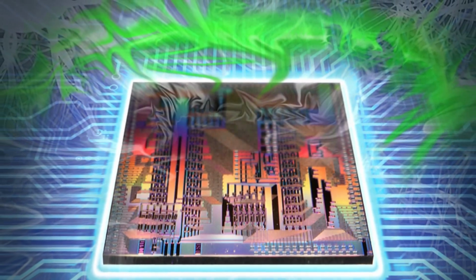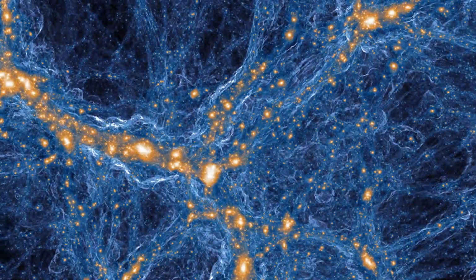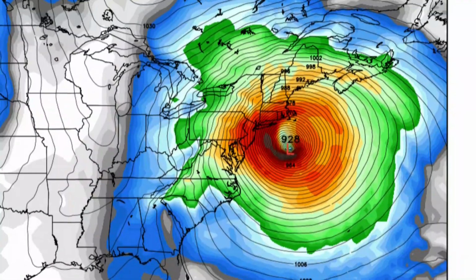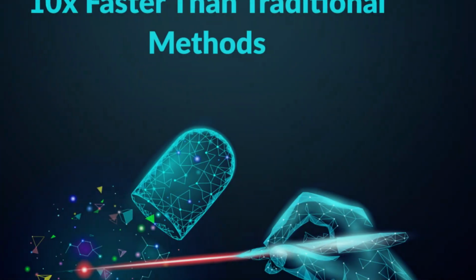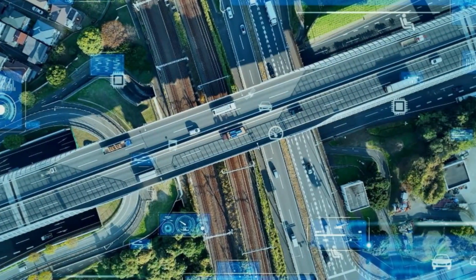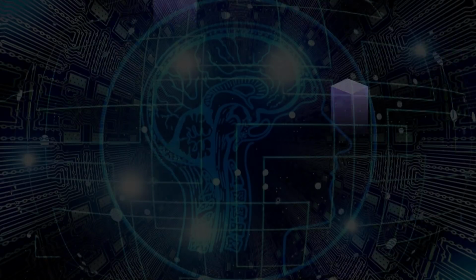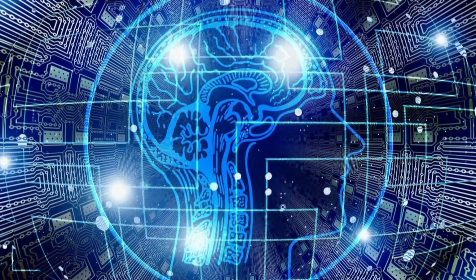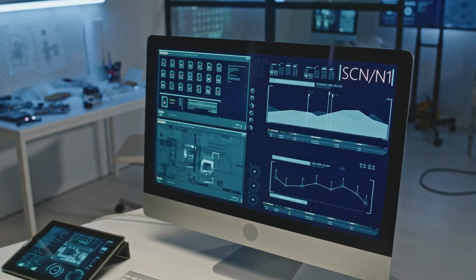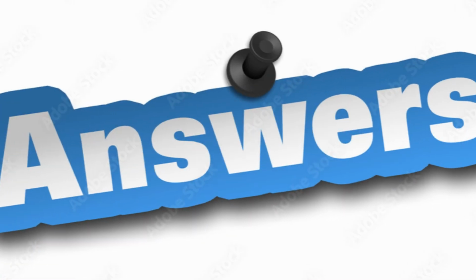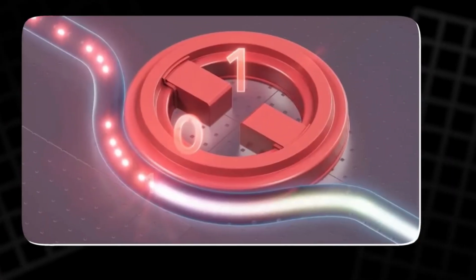Photonic processors could transform science itself. Simulating a galaxy, modeling a hurricane, predicting protein folding, tasks that take weeks or months now could happen in days or hours. Climate models could become more accurate. Drug discovery could move faster. Financial markets, transportation systems, space missions, any field that depends on massive computations could be supercharged. Why? Because at its heart, computing isn't about machines. It's about answers. And with light, those answers come faster.